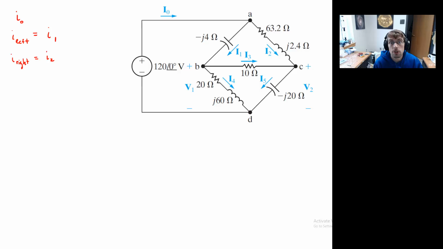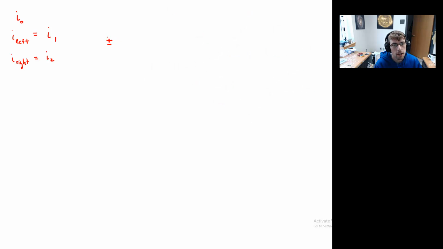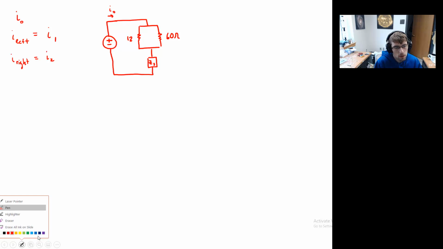So let me redraw the circuit just so that we know where we are now. We have our supply. We know this current, that would be I naught. We have the left and right branches, this one being 60 ohm, this one being 12, and then we have our Z3 impedance. And we know now the values of the currents going through, that would be I1, and this would be I2. For completeness, I'll draw this over in blue again. There we go.